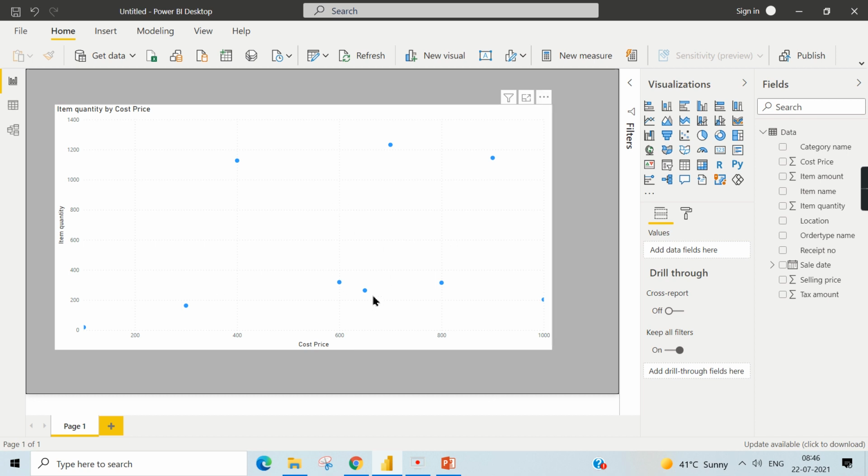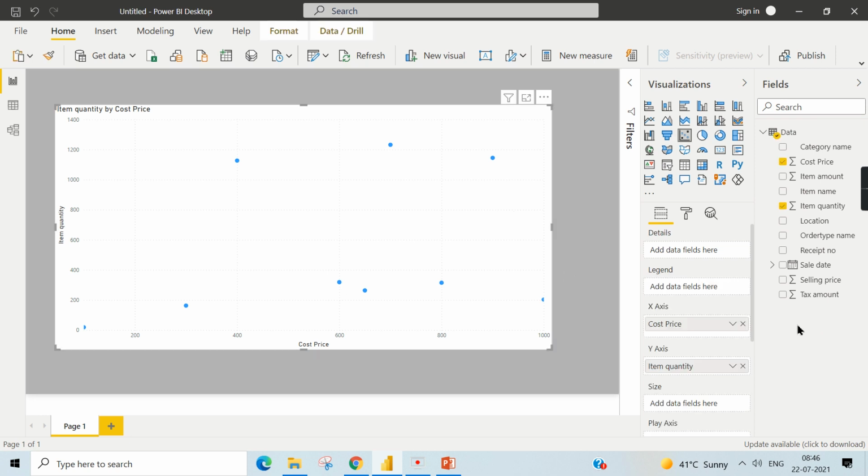You are identifying clusters. This does not have any cluster now, but assume you have a lot of data points here, then it becomes one cluster. Here it becomes another cluster. So this is the first point about this scatter chart.